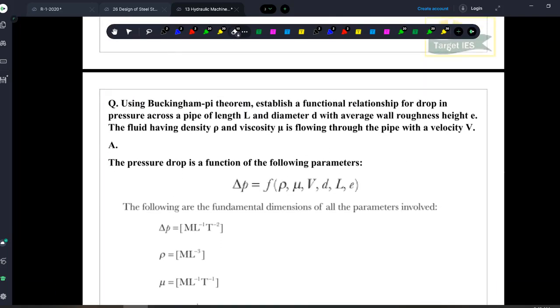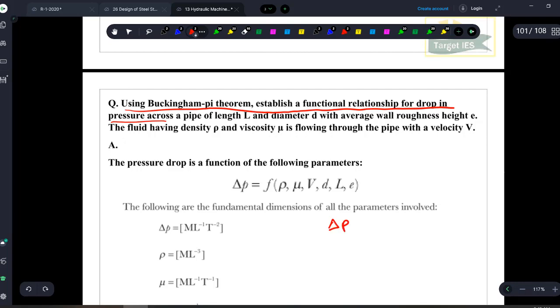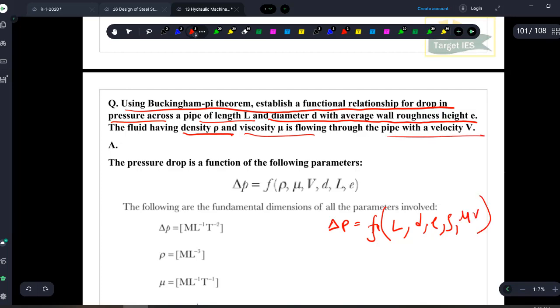So here the question is: using Buckingham pi theorem, establish a functional relationship for the drop in pressure across a pipe of length L. It is a function of length L, diameter D, and average wall roughness height E, the fluid having density rho, viscosity mu, and flowing through the pipe with velocity v. So pressure drop is a function of these many things.